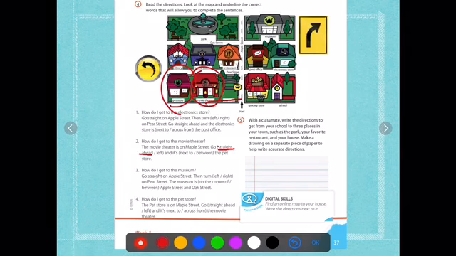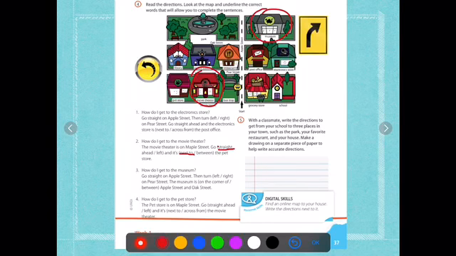All right, so you guys, I see that you guys are working hard here. Excellent. Now, it's time to do the next one. How do I get to the museum? Let's check and see where the museum is. It is there. It says, how do I get to the museum?